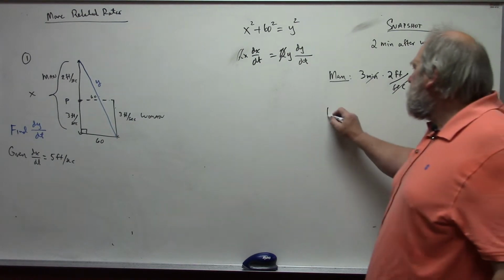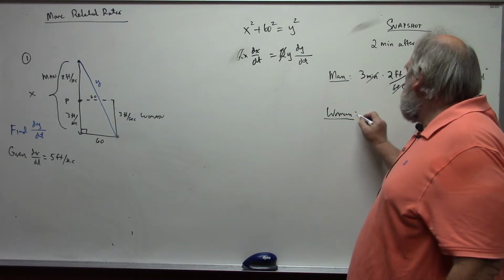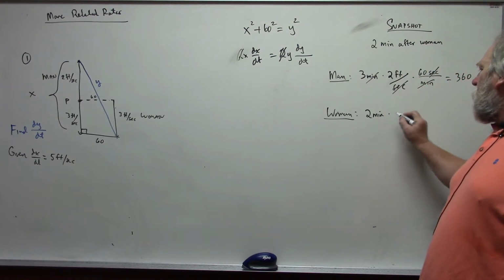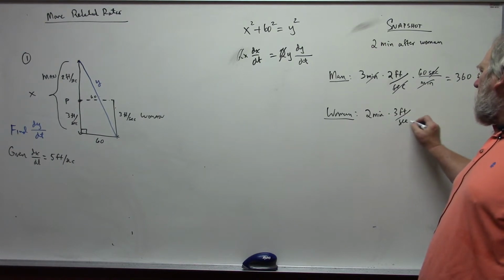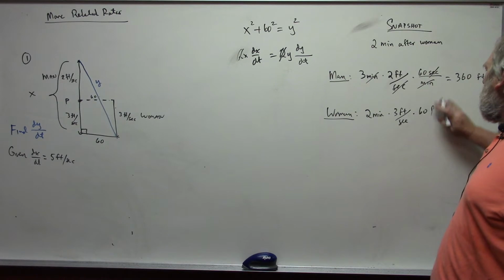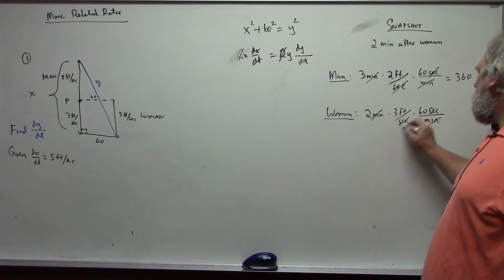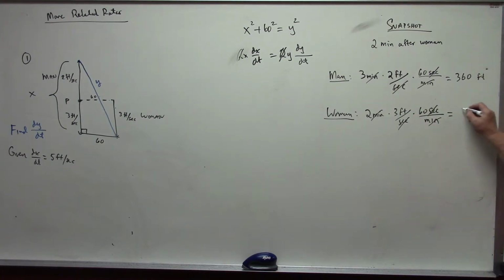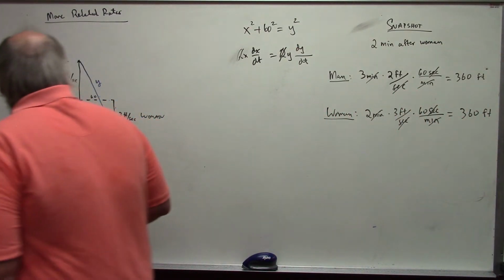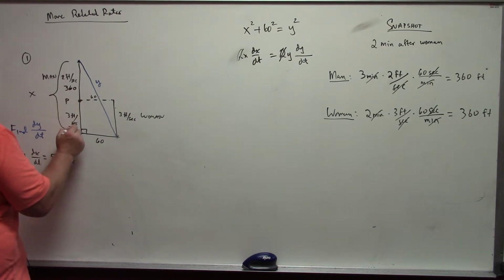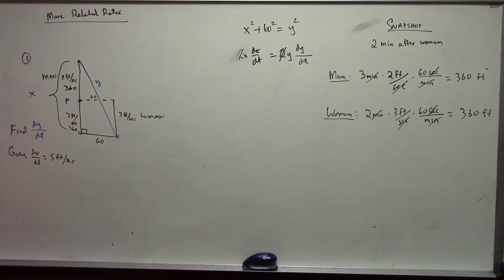For the woman, she walks 2 minutes at a rate of 3 feet per second. Again, 60 seconds per minute. And voila, we still end up with 360 feet. She also goes 360 feet. So they both end up walking the same distance. She just does it in a minute less time. Which means that the total value for x is 720.